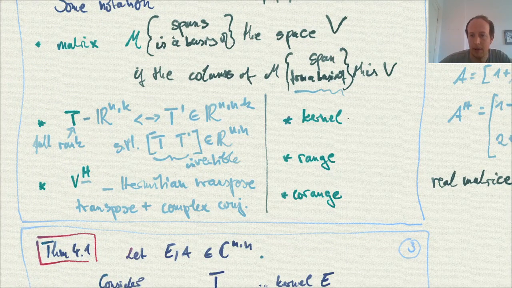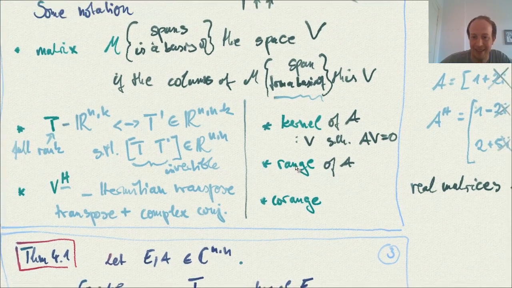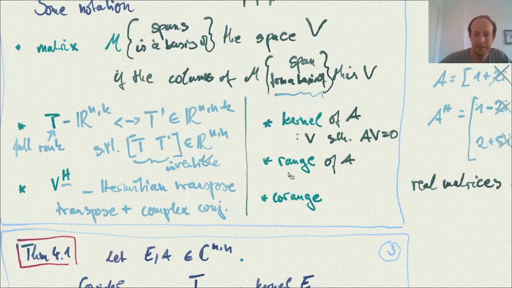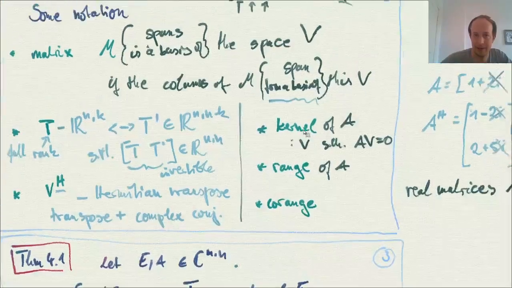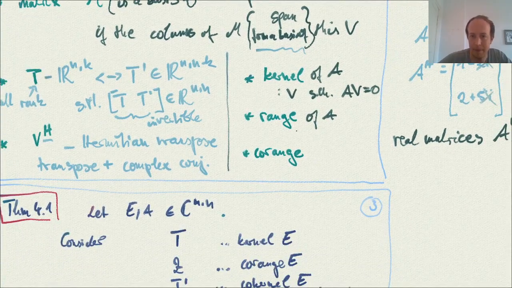Then we will need the kernel of A, which is the set of v such that A v is 0. Then the range of A is basically what the matrix M spans. So that's the range of A.